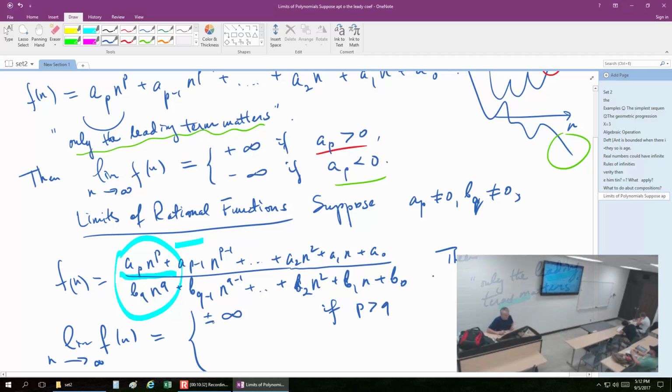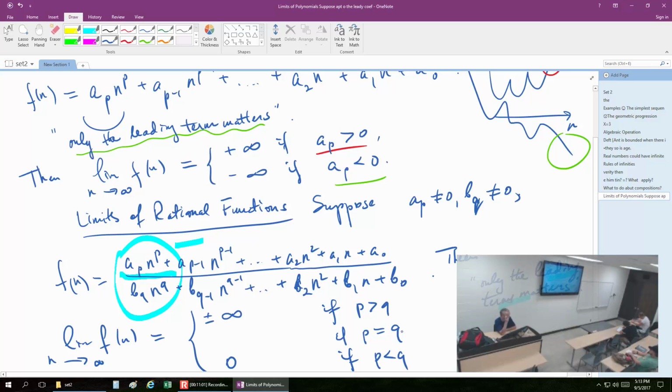Let me put plus or minus infinity depending on the sign again. And on the other hand, in the opposite situation, p is less than q, it goes towards 0, right? It's being dragged by the denominator. It overpowers the numerator and drags everything towards 0. And then there is the third case, and that's p equal to q.